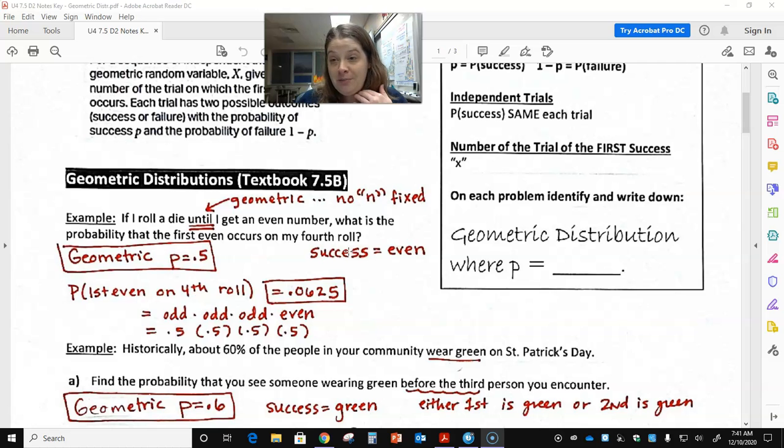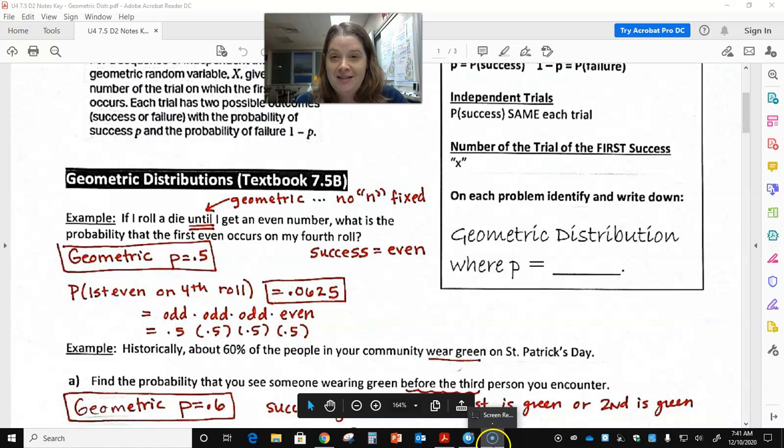Okay, so for a geometric distribution, this is geometric, it's waiting time. I know the probability of even is 0.5. I can do this without a calculator. If I know it's got to be until I get an even, the fourth roll is going to look like odd, odd, odd, even. So 0.5 for odd, 0.5 for odd, 0.5 for odd, 0.5 for even.